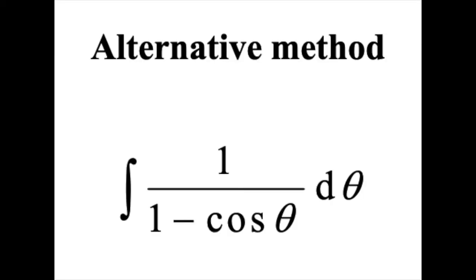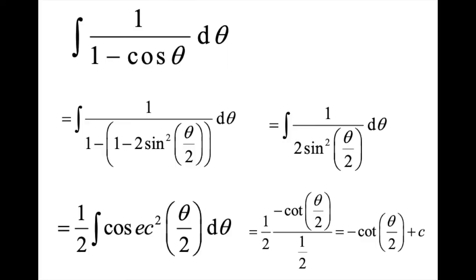What about integrate 1 over 1 minus cosine theta d theta? Again, we apply the double angle formula such that we can reduce to 1. So in this case, I will change cosine theta into 1 minus 2 sine square half theta. Apply the same techniques. You will simplify the whole expression into half integrate cosecant square half theta d theta. You just become minus cotangent half theta plus c.